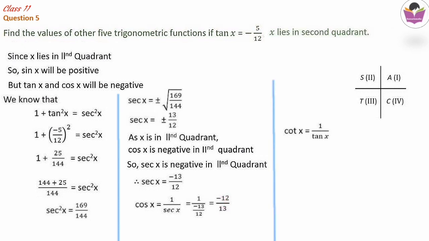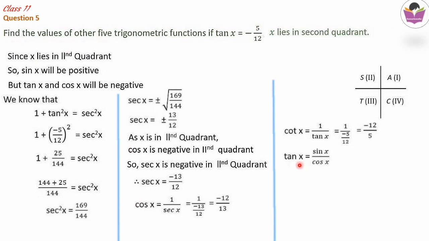Next we will be going for cot x. Cot x is equal to 1 by tan x, reciprocal of tan x. And here the tan x value is minus 5 by 12, so that is 1 divided by minus 5 by 12. When you take the reciprocal, it comes as minus 12 divided by 5. Here you must be very familiar with taking the reciprocals as well as taking the LCMs and also using the identities. If you know these three calculations, this type of question we can solve very easily.